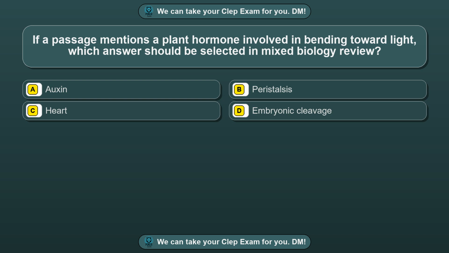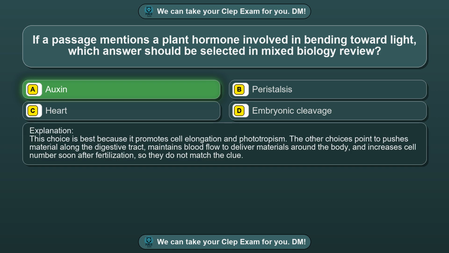Question 62. If a passage mentions a plant hormone involved in bending toward light, which answer should be selected in Mixed Biology Review? Option A, auxin. Option B, peristalsis. Option C, heart. Option D, embryonic cleavage. The correct answer is option A, auxin. This choice is best because it promotes cell elongation and phototropism. The other choices point to pushes material along the digestive tract, maintains blood flow to deliver materials around the body, and increases cell number soon after fertilization, so they do not match the clue.